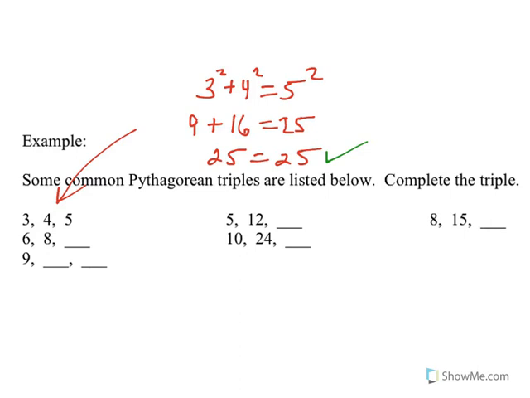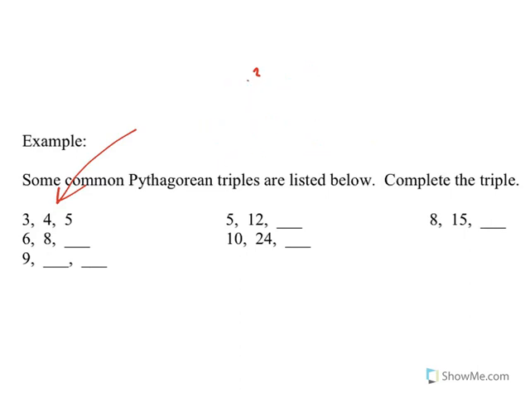Once you have one Pythagorean triple, you can always create more Pythagorean triples just by making the triangle bigger or smaller. So for example, if you had a 3, 4, 5 and you knew that was a Pythagorean triple, so let's say we had our 3, 4, 5 Pythagorean triple.